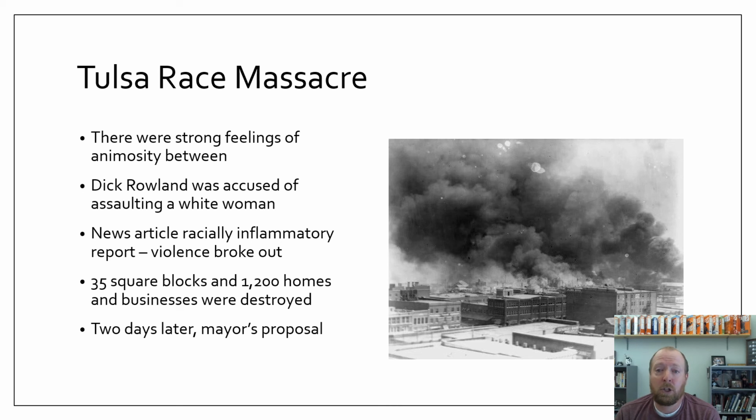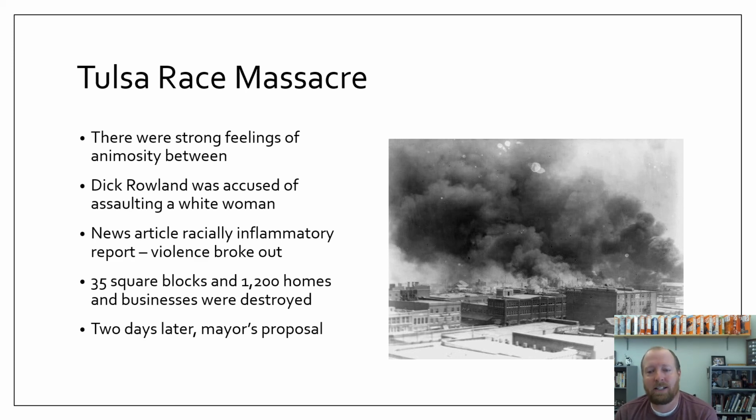Thirty-five square blocks were destroyed. 1,200 homes and businesses were destroyed. This was a two-day riot, not a riot of Black individuals, but a riot of the whites against Black Wall Street. An opportunity was given them to fight against the wealth and the prosperity that Greenwood experienced. Two days after the riots, the mayor proposed to buy all the destroyed land from the Black individuals at a much discounted rate because, of course, their land was destroyed, to build an industrial complex.